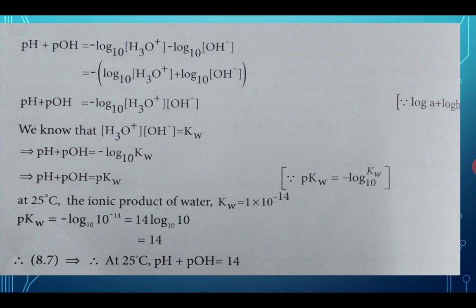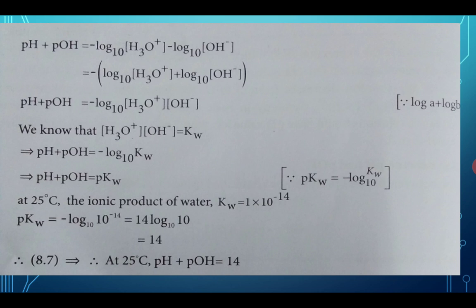And then adding this pH and pOH: minus log to the base 10 concentration of hydronium ion, minus log to the base 10 hydroxyl ion concentration. So, if you take minus common outside the bracket, we will be having plus in between. So, log hydronium ion concentration plus log hydroxyl ion concentration. So, pH plus pOH is equal to, using the product rule, this hydronium ion concentration and hydroxyl ion concentration should be multiplied. This is what you call product rule in logarithm. That is, log A plus log B is equal to log AB.